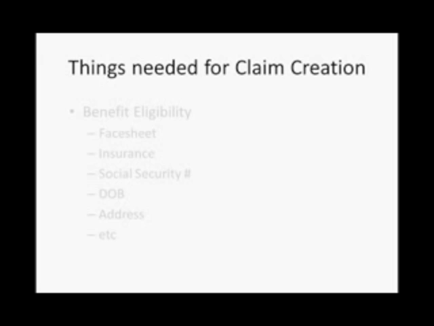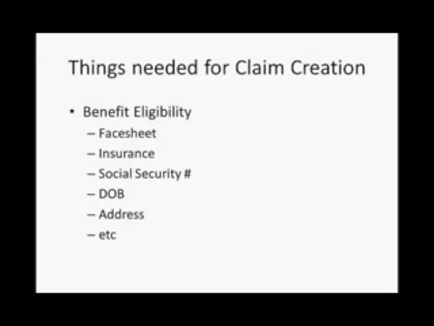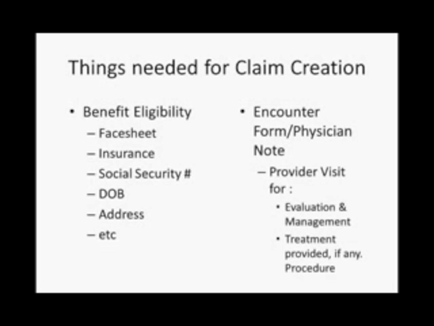Things that you need for your claim creation are going to be things such as your benefit eligibility. Again, if the patient has insurance, then you want to be able to verify their eligibility through that insurance. We will do that through the face sheet. The face sheet will tell us information such as the insurance, social security number, date of birth, address, etc. Then we will want to look at the encounter form, or what's also known as the physician note. The provider will visit with the patient, create an assessment, what's normally known as evaluation and management, and will determine what treatment they will provide, if any, during that time. These are known as procedures.